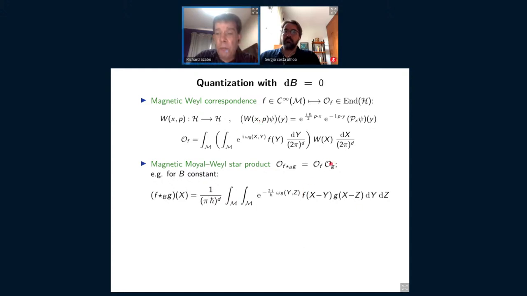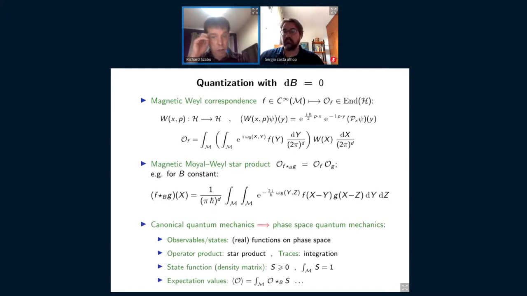Using this, if we multiply two operators together, we can pull that back and define a star product on phase space functions. This is one way to define a star product, by just saying that the pullback of this operator product gives me an operator with a corresponding function. You can write a closed formula for any magnetic field for this star product; for the case of B constant, that formula looks like this. So it looks very, very similar to the Moyal-Weyl product on phase space. If this omega_B was just omega_0, the canonical symplectic structure, this would just be the Moyal-Weyl product. So I'll call this the Moyal-Weyl star product.